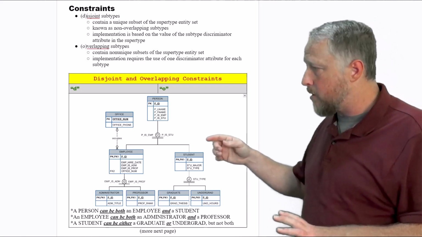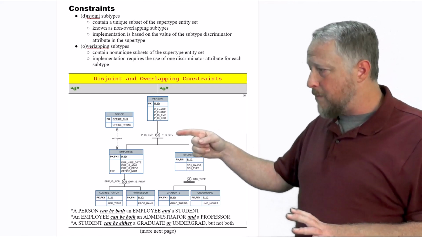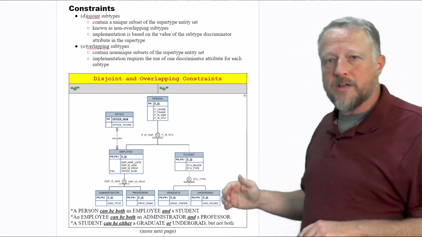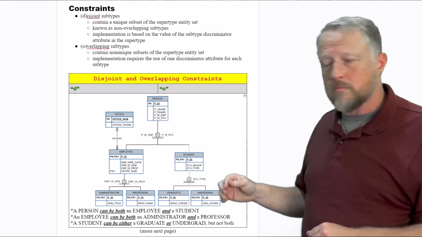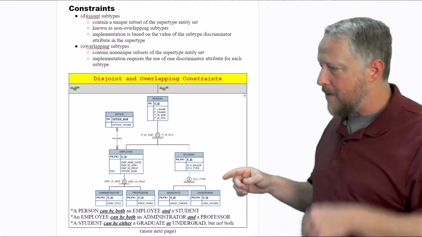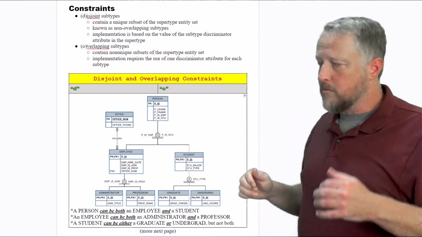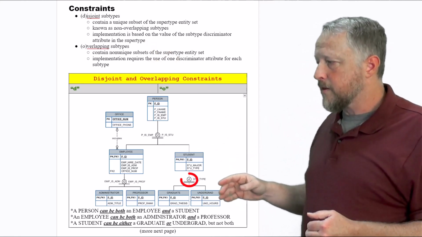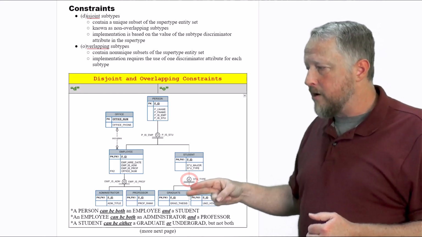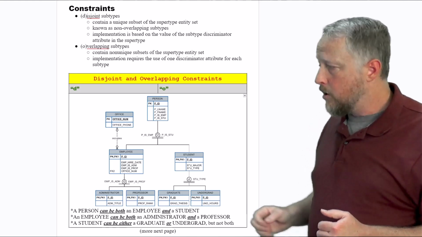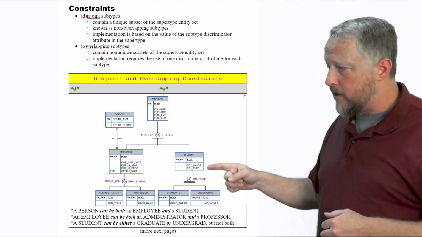Now, again, remember, we're going to be using some type of determinant, a discriminator, to let us know which one we're going to be using. But what does it mean? So first is the disjoint subtypes. It can be one or the other. It can't be both. The only one that's a disjoint really here is from student.